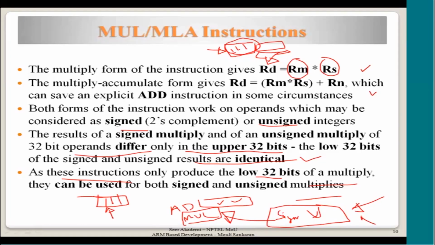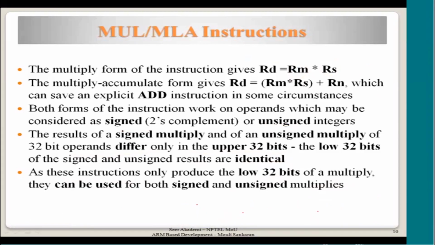That's why there are two separate instructions, which I will be showing you in the next slide. But in this case, it doesn't bother about it, because the LSB part of the result is always the same, whichever type of multiplication it is doing. So it may assume one of the types and then perform the calculation.